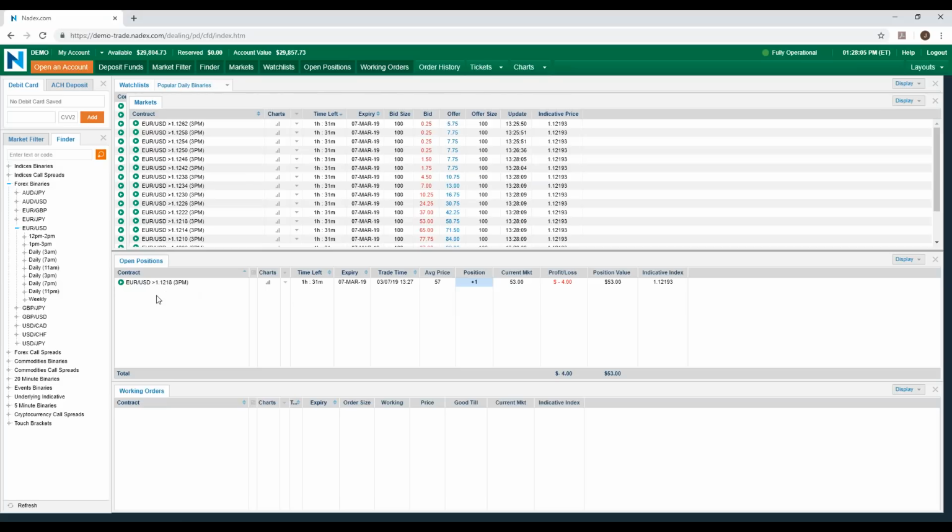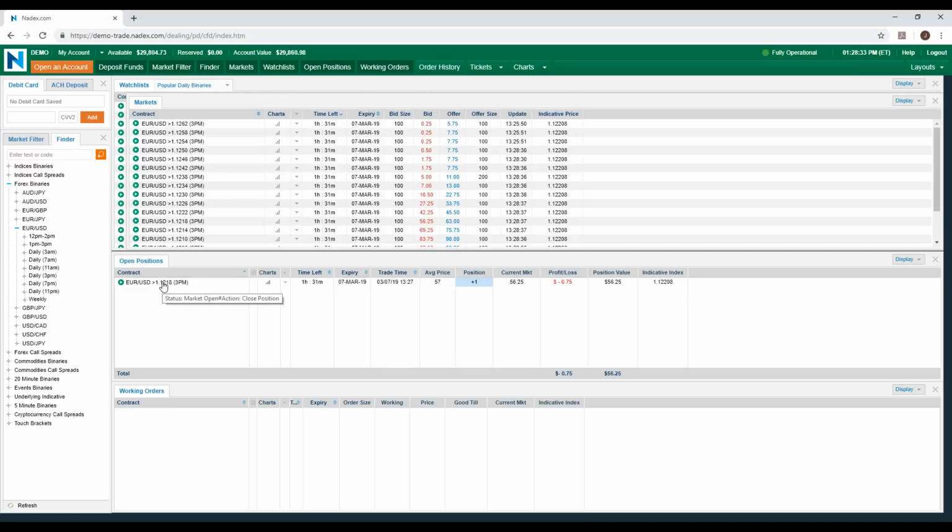Well, you can exit early. This binary expires at 3 p.m. You don't have to hold it all the way till 3 p.m. You can get out of the trade early. Let's say that we bought it for 57 and the market does start going up. And as it's going up in price and up in value, let's say now the binary is worth $80. We can get out of it at 80.